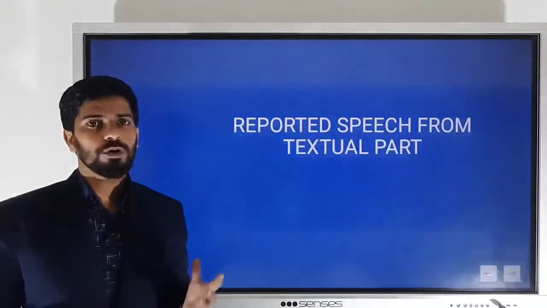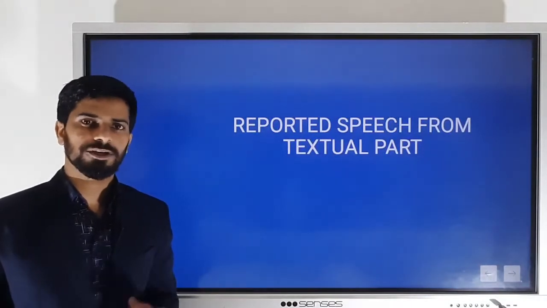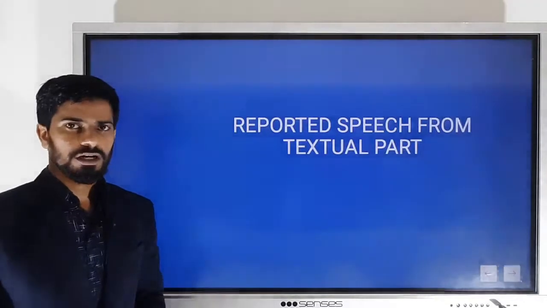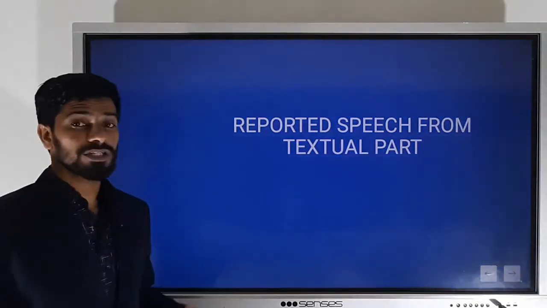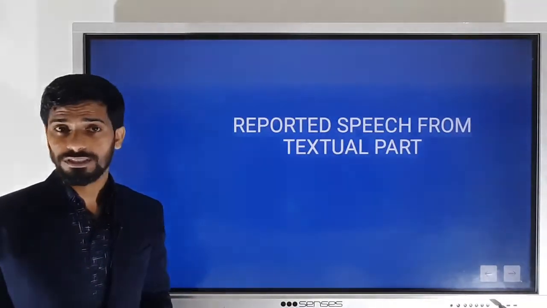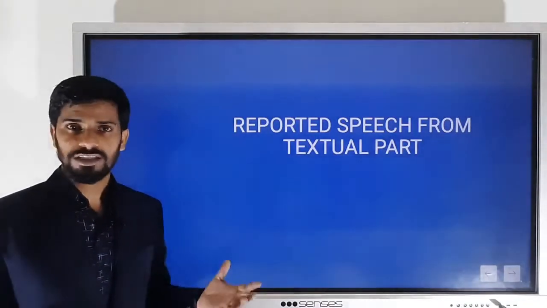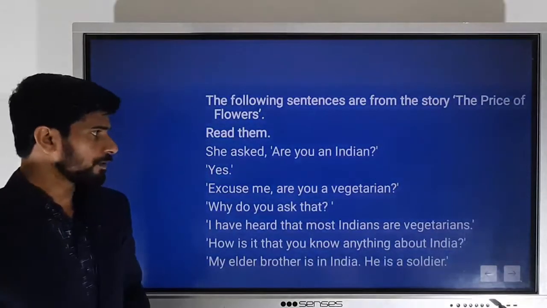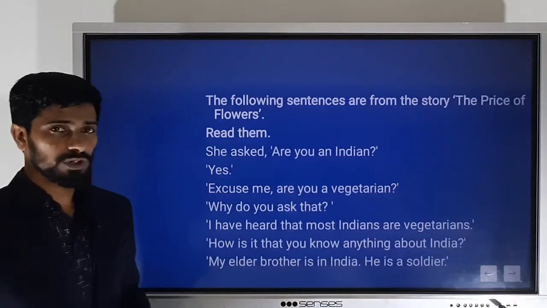Okay, now we have learned all the rules regarding reported speech, how to convert a sentence into reported speech. Now let's see what is there in your textbook regarding reported speech, what type of questions are asked, and how you can make the changes. Reported speech from the textual part. This one is from the +1 English textbook.